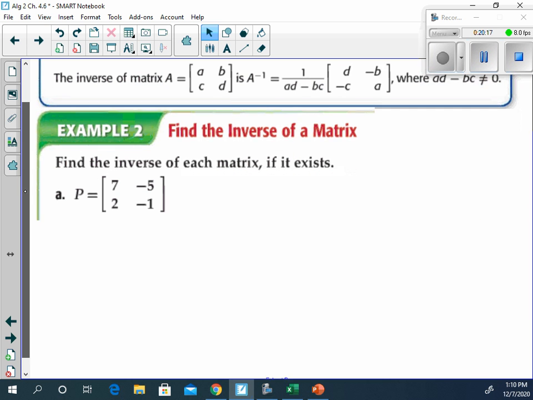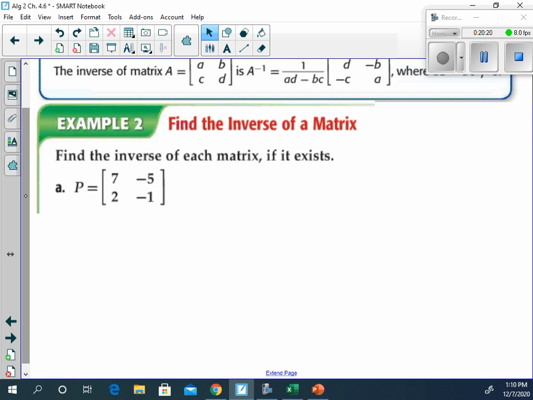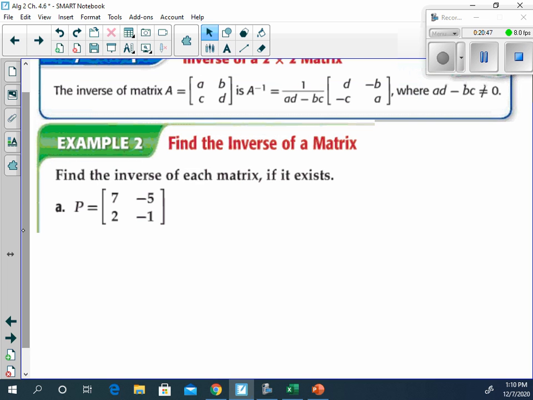Now the last thing that we're going to do today, we're going to finish these note sheets tomorrow, is finding the inverse. So for a matrix A, B, C, D, we're going to use this formula here to find the inverse. And the inverse exists as long as AD minus BC is not equal to 0. Because if this is equal to 0, the inverse does not exist.